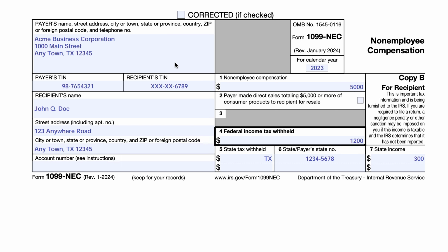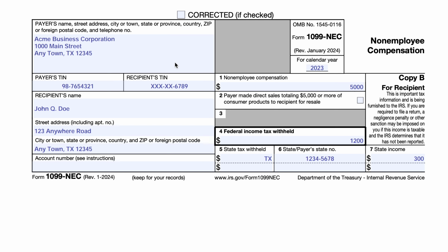But the general requirement is: A, they paid you over $600 in the given tax year for goods and services that you provided; B, they sold you $5,000 or more of consumer products for you to resell. So I don't know, $5,000 worth of vacuum cleaners or encyclopedias, whatever people sell as independent contractors nowadays. And then C, anyone for whom they had to withhold federal income tax due to backup withholding rules.